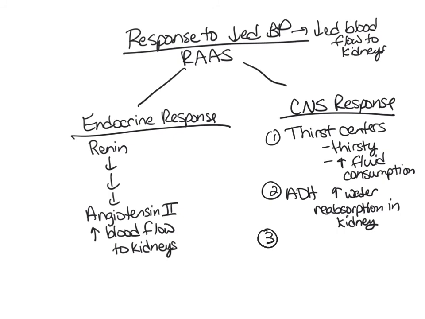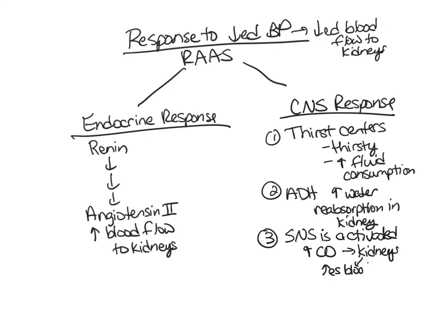Then another response of the nervous system is that the sympathetic nervous system is activated. The sympathetic nervous system will increase cardiac output, and quite a bit of the cardiac output goes to the kidneys. So you're going to increase the amount of blood flow to the kidneys. And that will increase the glomerular filtration rate.